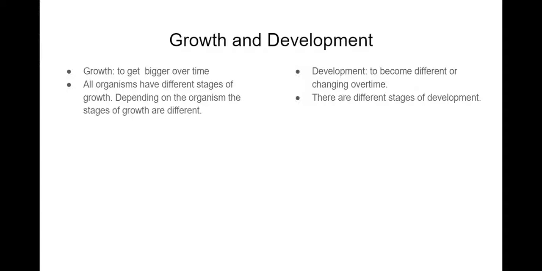So how did it change from tadpole to frog? Tadpole doesn't have any legs. It just has a head and a tail. But when you get to the frog stage, frogs have 4 legs and no tails. Okay? So all organisms have different development stages and different growth stages. Moving forward.